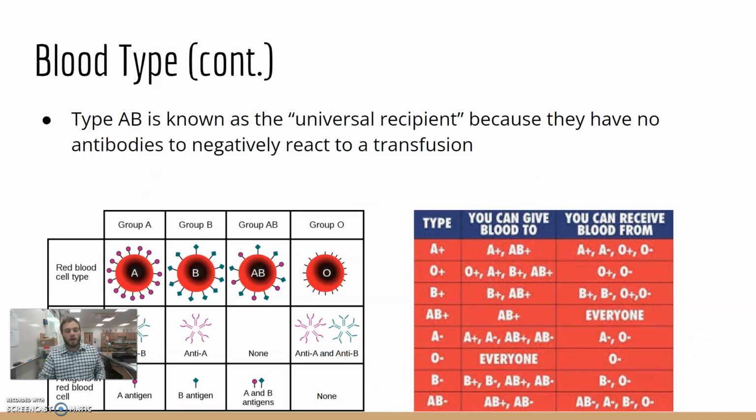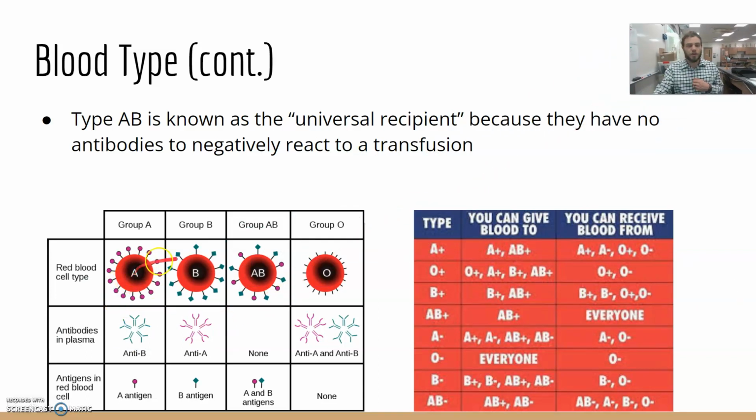Type AB is known as the universal recipient because they have no antibodies but have A and B antigens. And so type A blood, type B blood, and type O blood are basically going to be recognized as self blood types, and so they're not going to react negatively because they're going to believe that it is a part of themselves. You can see on this chart here, group AB, they have both the A and the B antigens on them, no antibodies, and so everything is going to be recognized as belonging to itself.